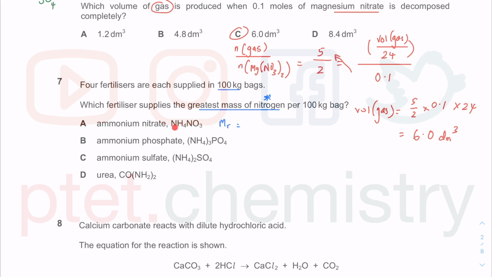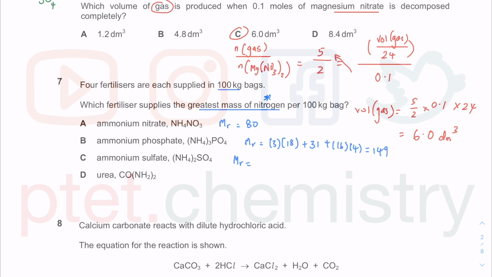So it's 14 for each nitrogen, plus 4 times 1, plus 14, plus 16 times 3. That gives me 80. And you could do the same thing here, but be very careful. There are 3 of the ammonium, so I'll base it on 3 times whatever is in the bracket. So 14 plus 4 times 1 gives me 18. So 3 times 18, plus 31 for 1 phosphorus, plus 16 times 4. Just to be safe rather than sorry, because you never know how certain mistakes can come about when you press buttons incorrectly.